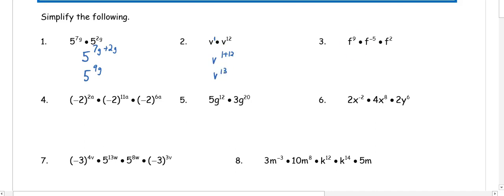In number 3, we have a base of f because we have f to the 9th, f to the negative 5th, and f to the 2nd. So we're going to add those exponents together, 9 plus negative 5 plus 2. So 9 plus negative 5 is 4, plus 2 is 6, which gets us f to the 6th power.